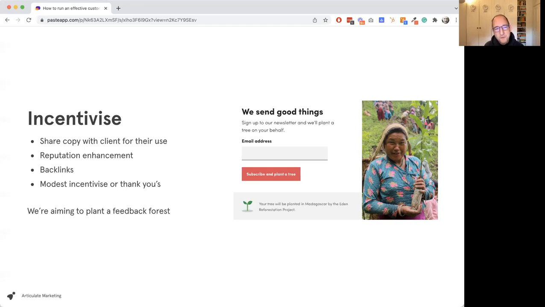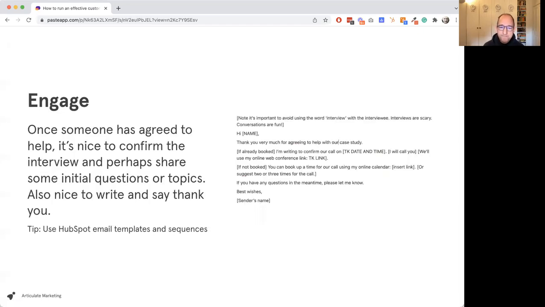But I think this sort of environmental thing is quite appealing, and we're in the process of looking at how we do this for NPS reviews, newsletter signups and things like that. You sign up for this, we'll plant a tree on your behalf. So we want to plant a feedback forest. And you could say, if you do a case study just to say thank you, we're going to plant 100 trees or buy a goat or something like that.